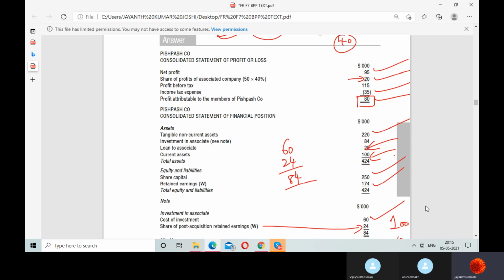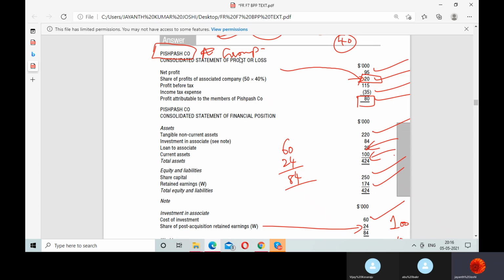See, actually, this is the investment income, correct? This is the investment income for whom? Parent company. Correct? Yes. Actually, let me clarify something. Please understand. See, this net profit is whose net profit?